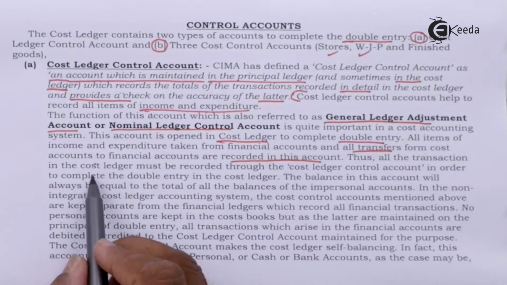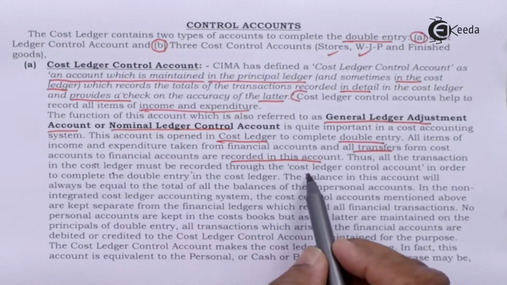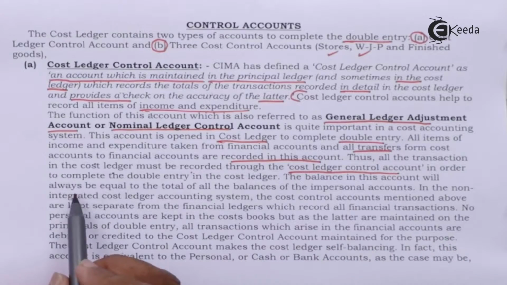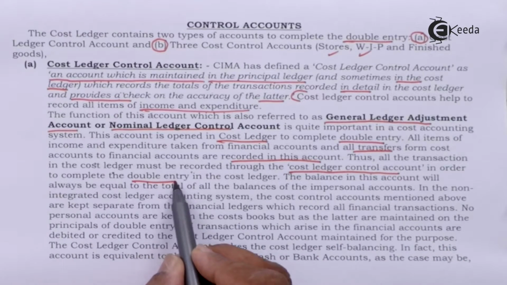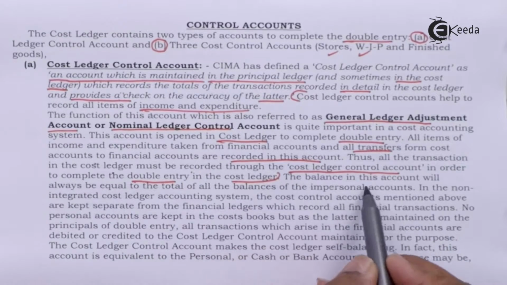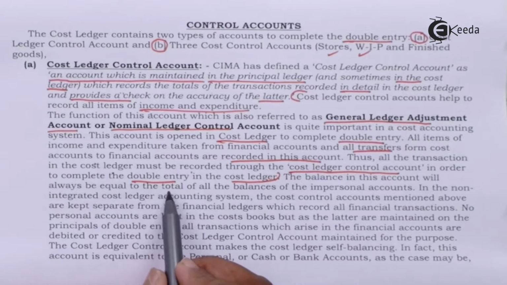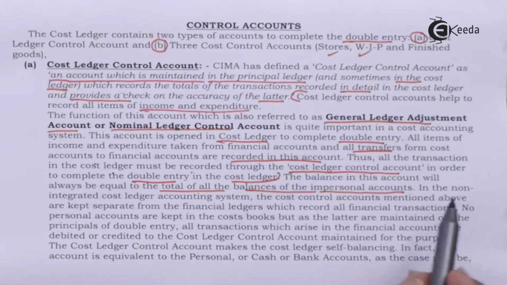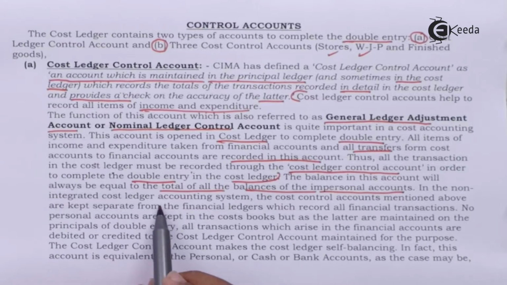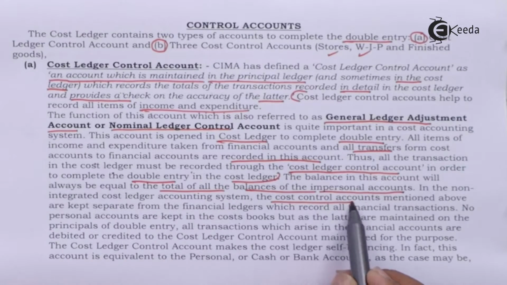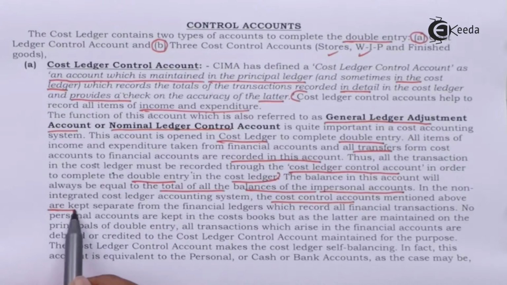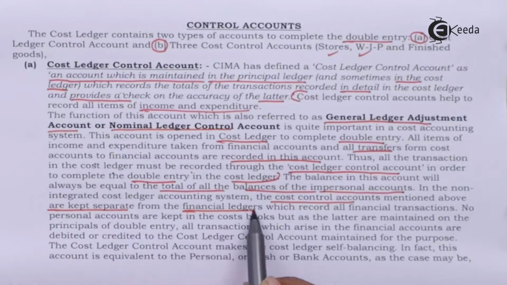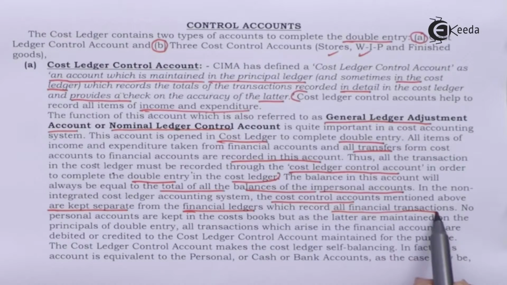Thus, all the transactions in cost ledger must be recorded through cost ledger control account in order to complete the double entry in cost ledger. The balance in this account will always be equal to the total of all the balances of impersonal accounts. In the non-integrated cost ledger accounting system, the cost control accounts mentioned above are kept separate from the financial ledger, which records all financial transactions.